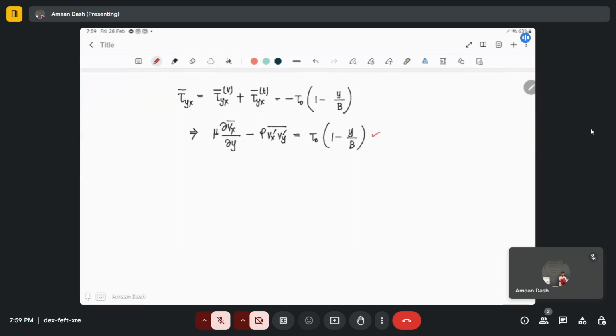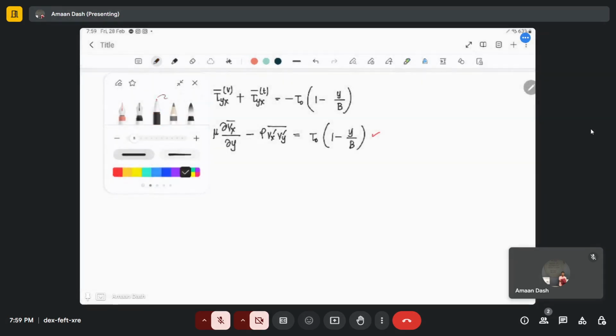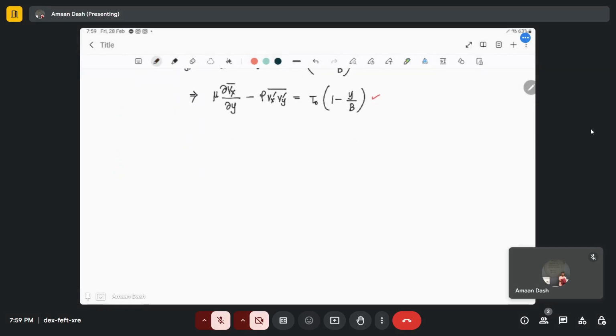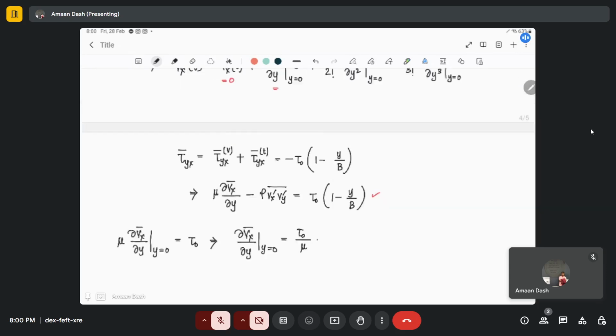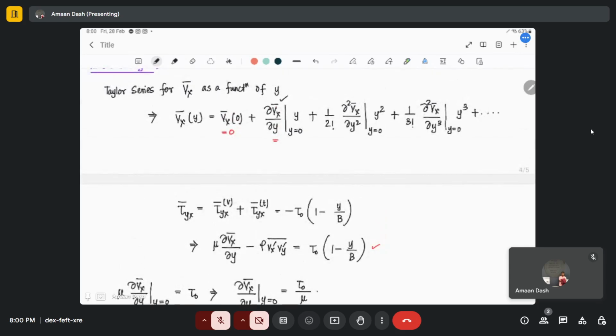So how can we do that? You see, we can write dou Vx bar by dou y at y equal to 0. Now at y equal to 0, all these fluctuating components will also be 0, and on this side y equal to 0, so we will have tau 0. Thus dou Vx bar by dou y at y equal to 0 is nothing but tau 0 by mu, which we can substitute here.